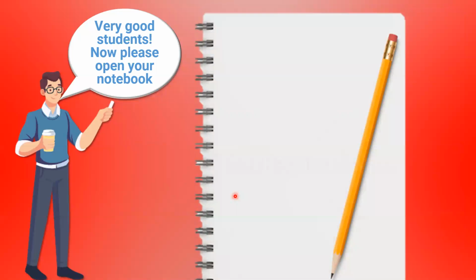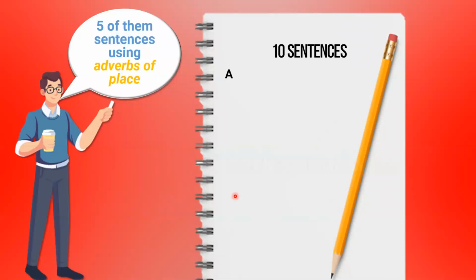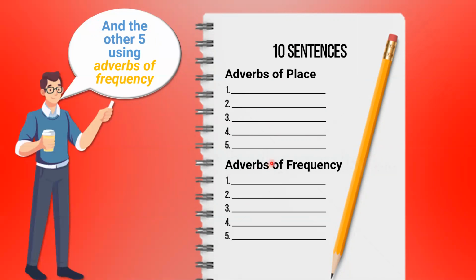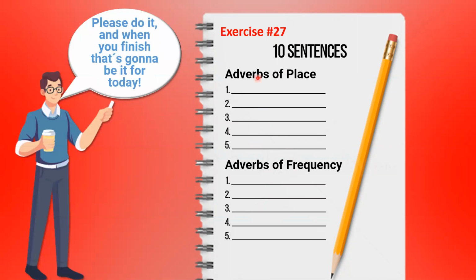Very good, students. Now please open your notebooks. You're going to write 10 sentences. 5 of them using the adverbs of place, and the other 5 using the adverbs of frequency. This will be the exercise number 27. Please do it, and when you finish, that's going to be it for today.